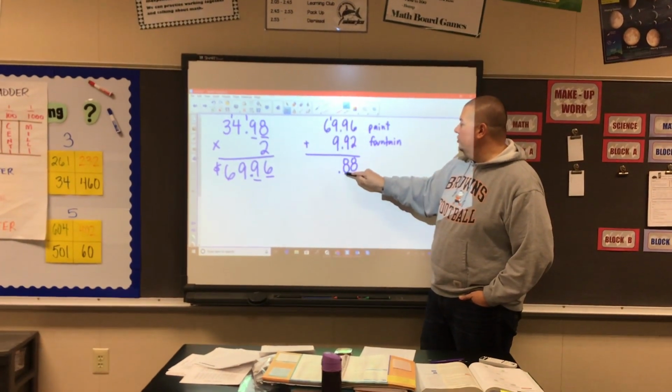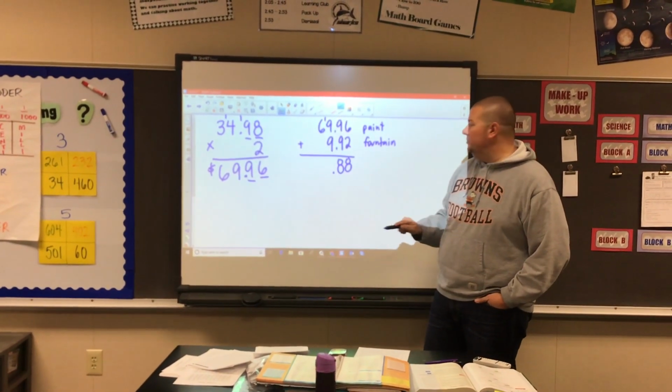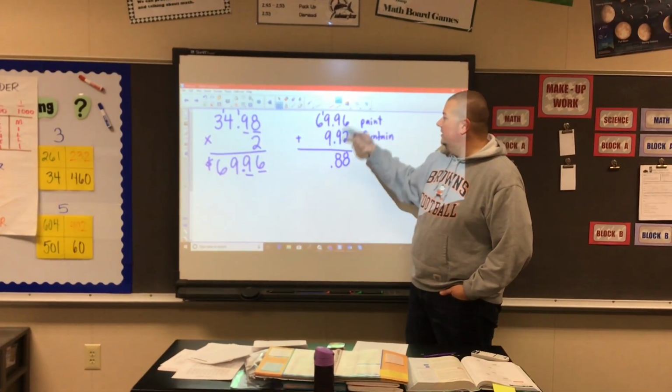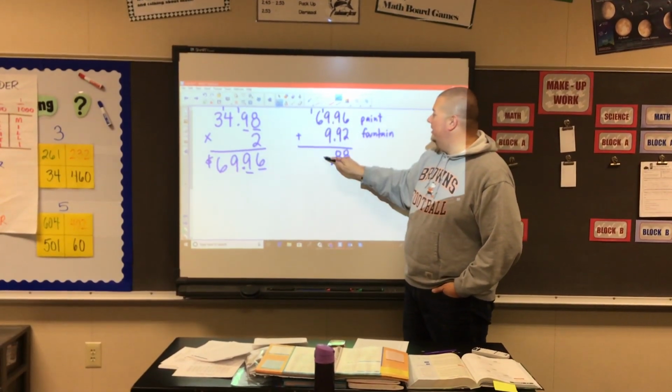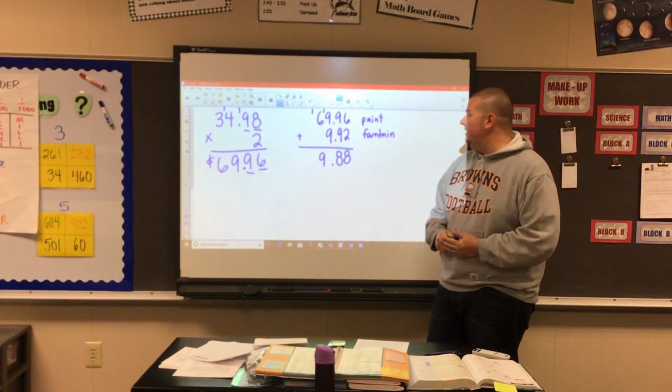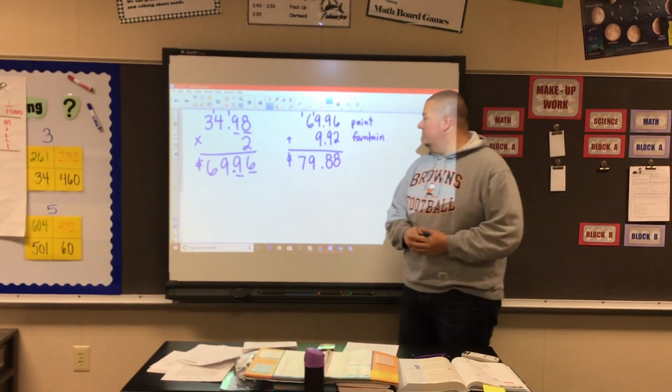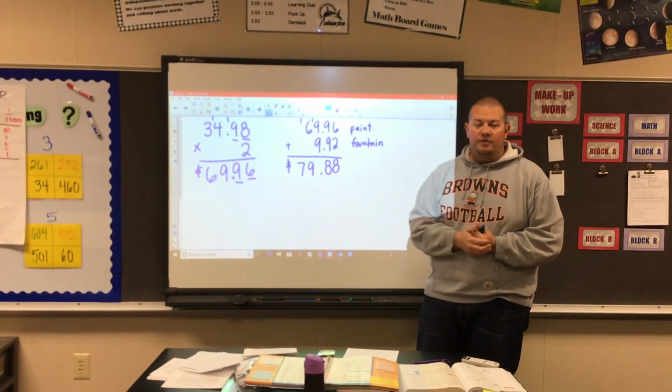We just need that decimal to show that this is the tenths and this is the hundredths place. In the ones place, 9 and 9 is 18 and 1 more is 19. Again, 10 of those ones are going to make a 10, and you've got 9 ones left over, and then 6 and 1 is 7. So we can expect to pay $79.88 when we go to the register.